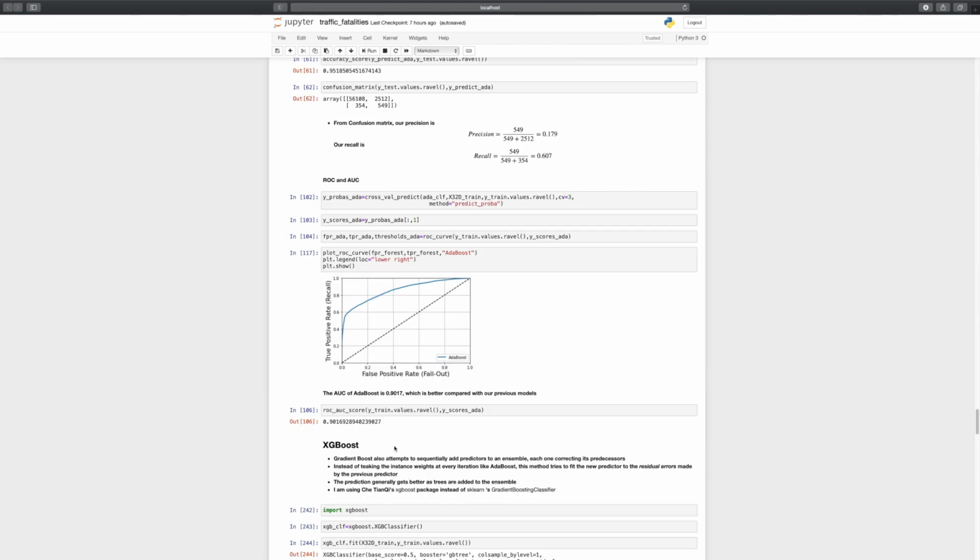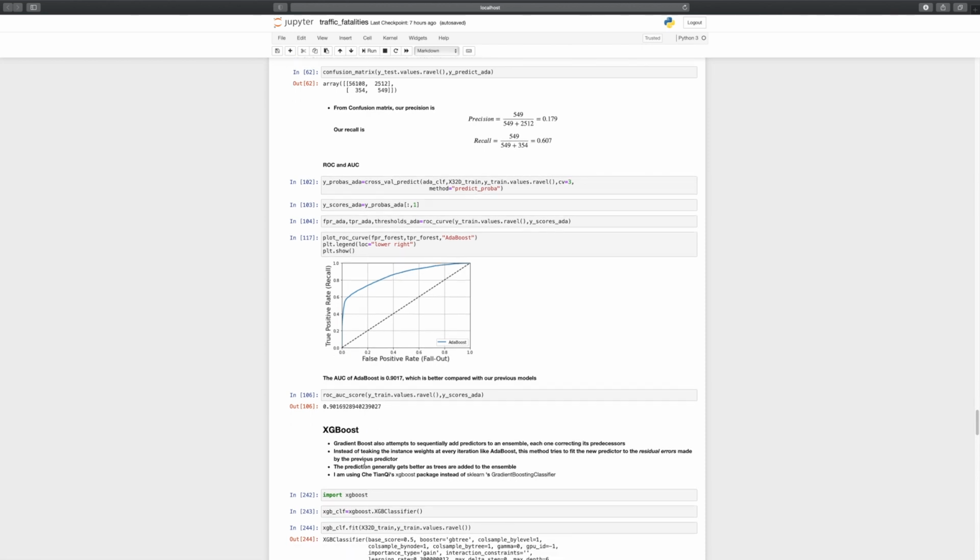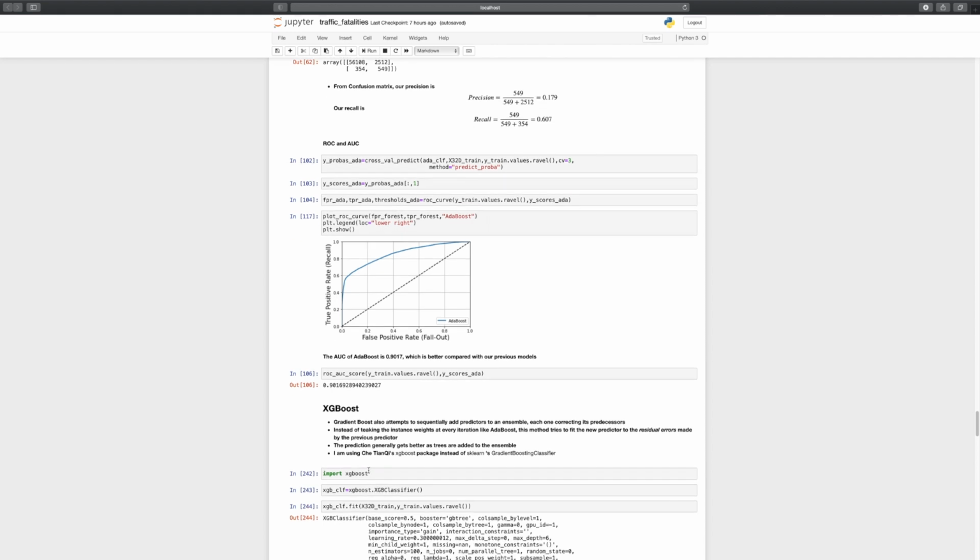What about the area under the curve? The AUC is actually better compared with our random forest and the bagging. It's around 0.9, so it's better than any of the models we have tested before.